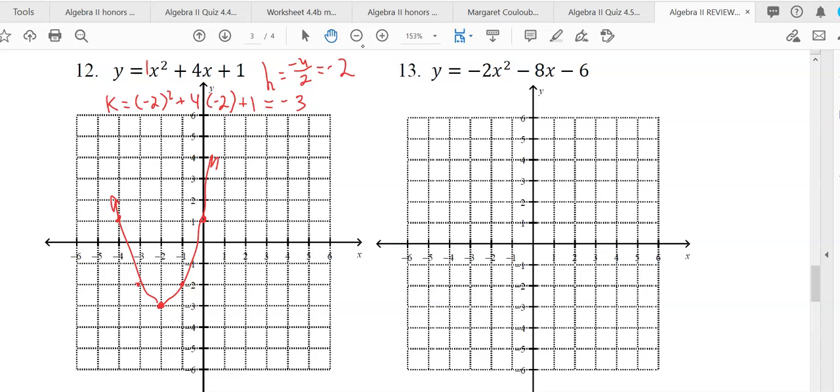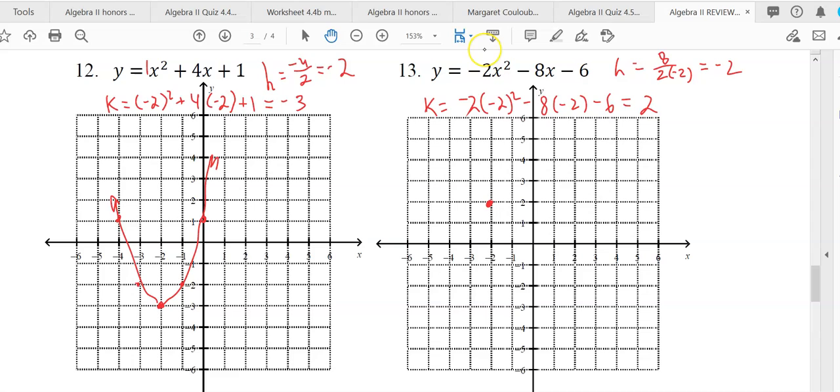Here, let's do the h equals opposite of b over 2a. So h equals the opposite of b, which is 8, over 2 times negative 2, so 8 over negative 4 is negative 2. That's about the same we got last time. So k is negative 2 times negative 2 squared minus 8 times negative 2 minus 6. So that's 4 times negative 2 is negative 8, plus 16 is positive 8, minus 6 is 2. So (negative 2, 2) is my vertex.